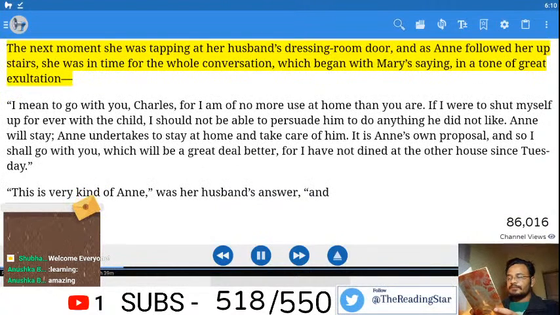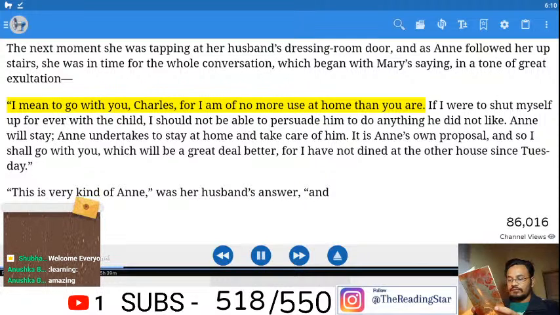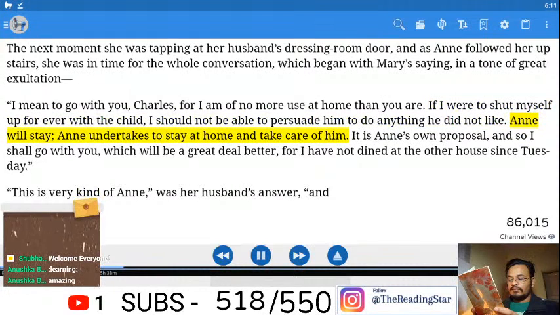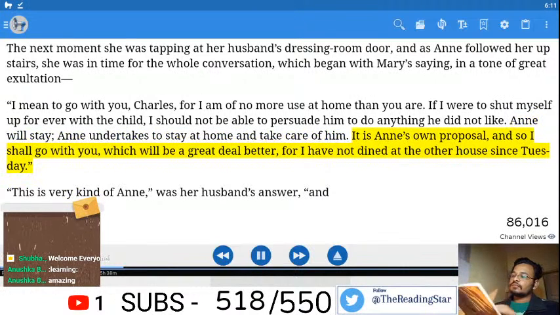The next moment she was tapping at her husband's dressing room door, and as Annie followed her upstairs, she was in time for the whole conversation, which began with Mary saying, in a tone of great exultation, I mean to go with you, Charles, for I'm of no more use at home than you are. If I were to shut myself up forever with the child, I should not be able to persuade him to do anything he did not like. Annie will stay, Annie undertakes to stay at home and take care of him. It is Anne's own proposal, and so I shall go with you, which will be a great deal better, for I have not dined at the other house since Tuesday.